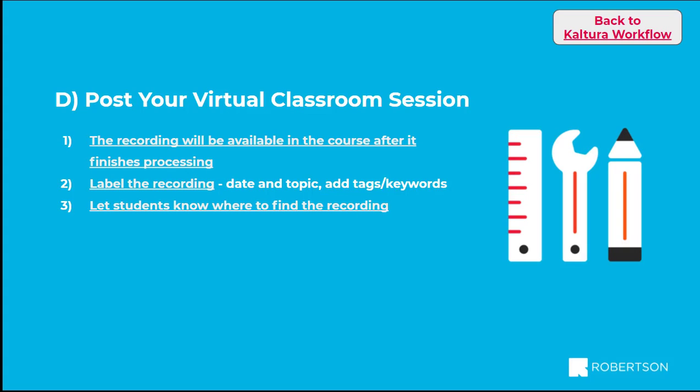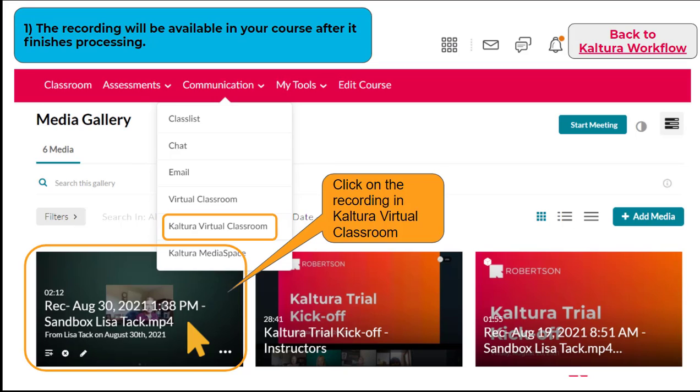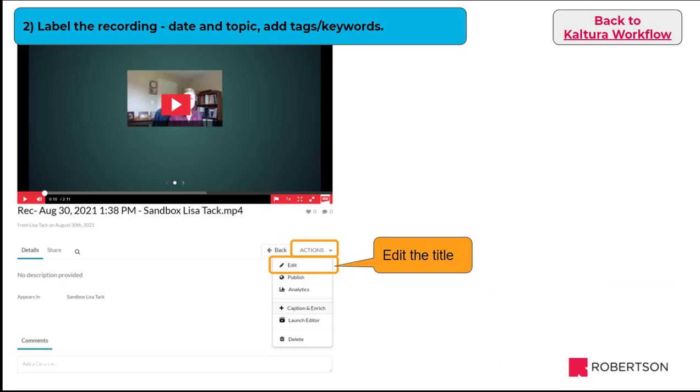The final step is to post your virtual classroom session. The recording will be available in your course after it finishes processing. Visit your course, click Communication, Kaltura Virtual Classroom, and locate your recording. Click on it. Click Actions and Edit to label the recording.